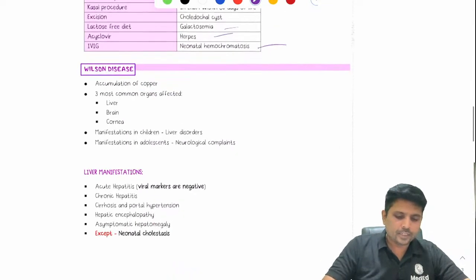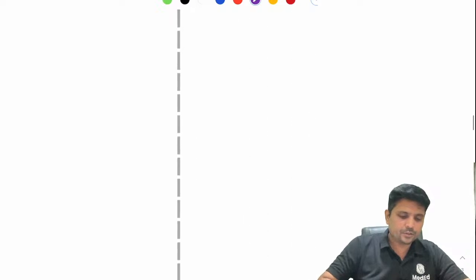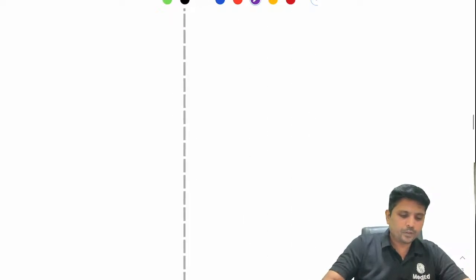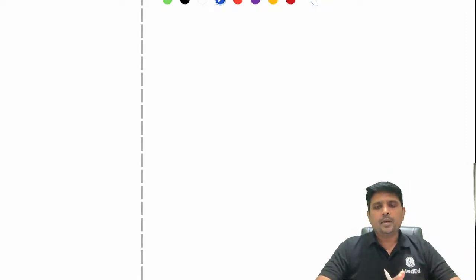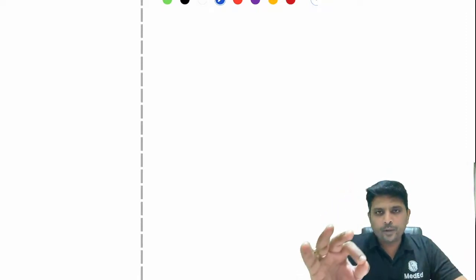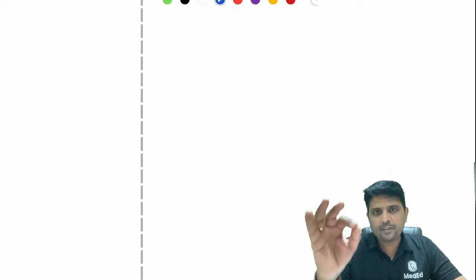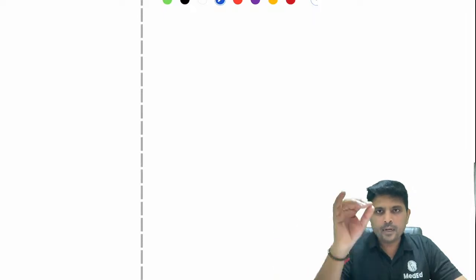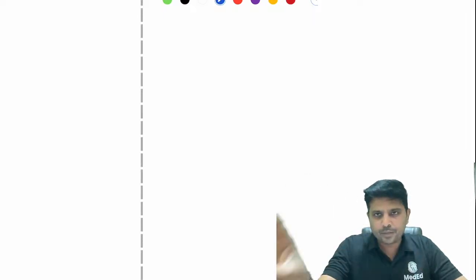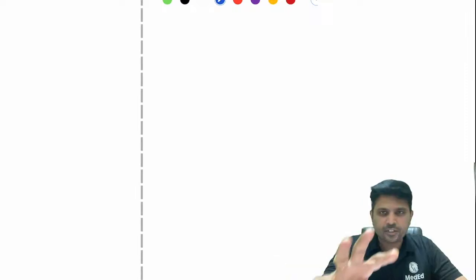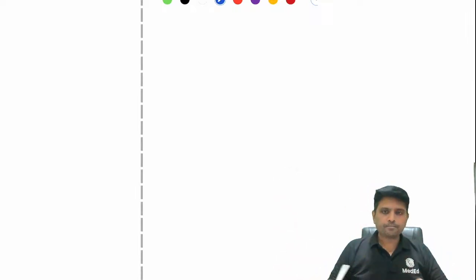Okay, now let's talk about Wilson's disease. So this is about neonatal cholestasis. Neonatal cholestasis means, a small revision, hyperbilirubinemia lasting for more than 2 weeks, direct bilirubin more than 20% of the total bilirubin. Well baby, sick baby, well baby causes, sick baby causes, investigation, treatment, that's all.